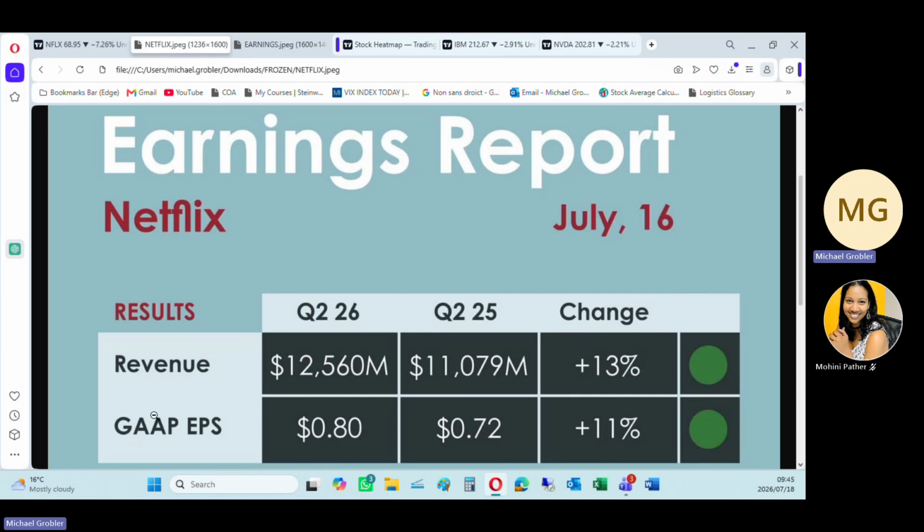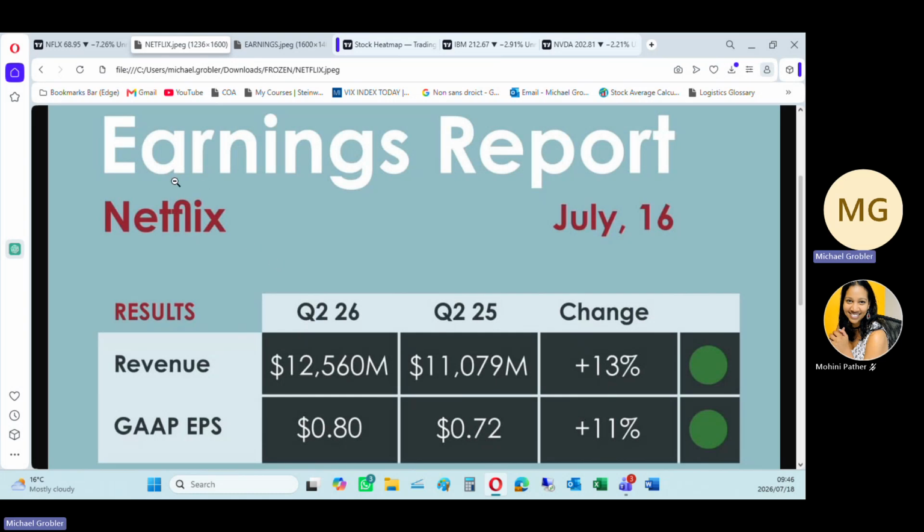Okay, GAAP is generally accepted accounting principles. EPS, so earnings per share. So this is the revenue and this is the earnings. Simple as that. How much of that revenue did they manage to also grow into earnings growth? 11%. Not bad at all, right? Especially in America, where, if you had a fixed savings account, you'd be getting 3% if you were lucky. So this is a very fast growing business.